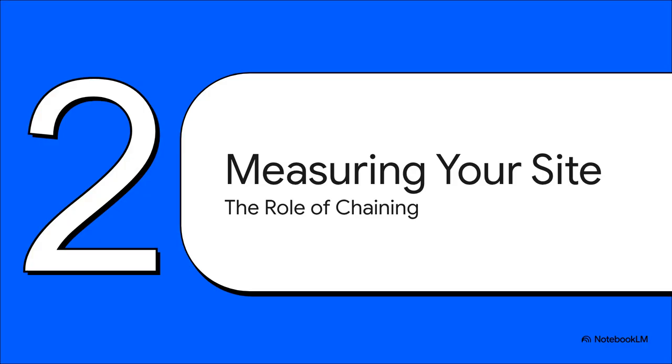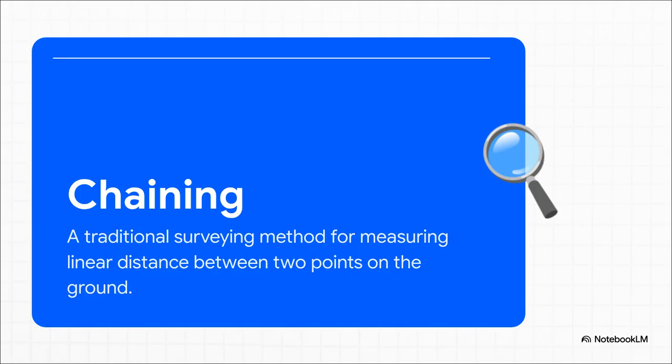Okay, so we've got the legal boundaries figured out on paper. Fantastic. But how do we take that piece of paper and translate it to the real world? We have to physically measure the site, get the scale just right. And that, my friends, brings us to chaining. It's the traditional word for the simple act of measuring a straight line between 2 points. And while surveyors today have all sorts of fancy electronic gadgets, the principle, and the name, comes from, believe it or not, a literal surveyor's chain.